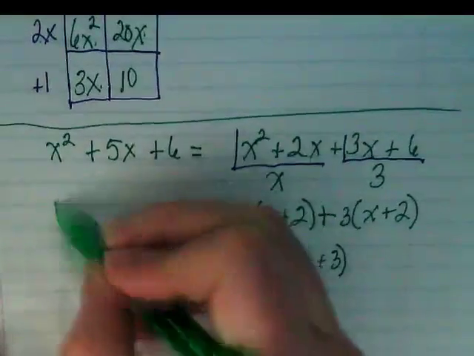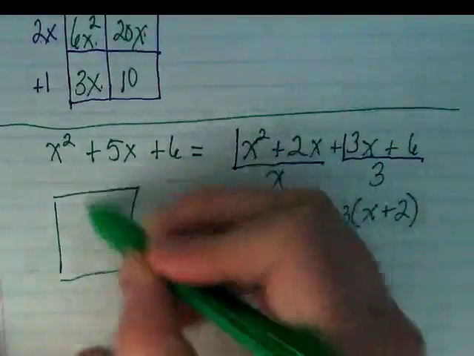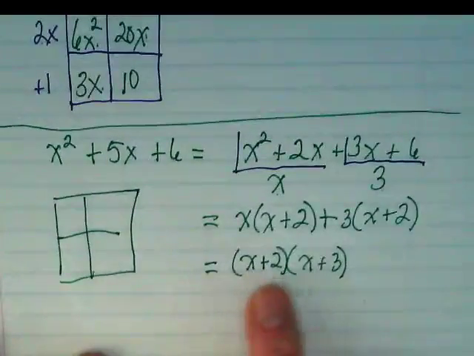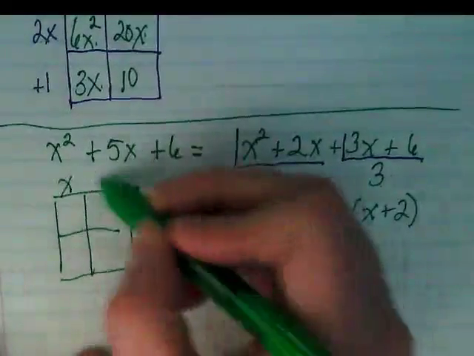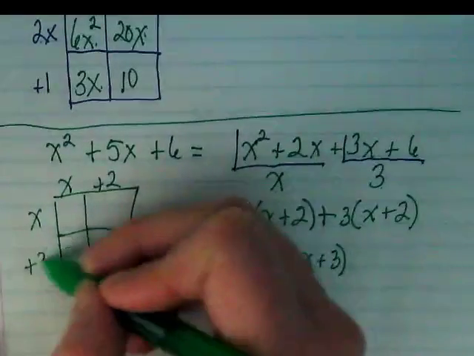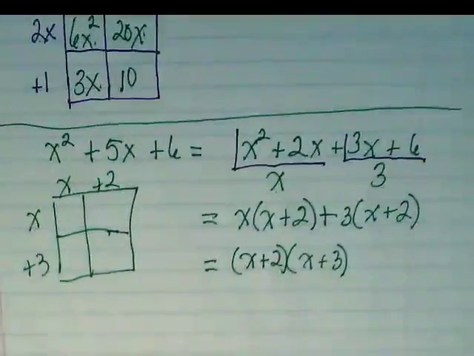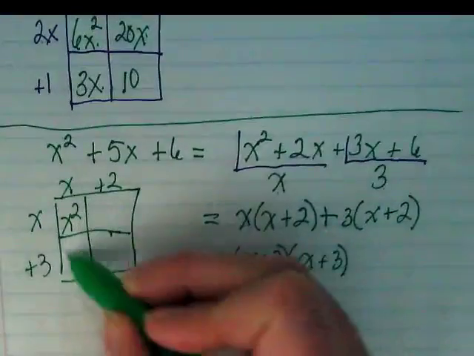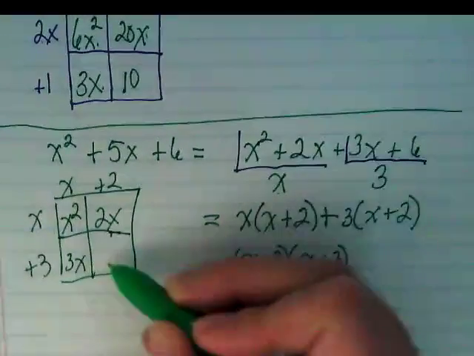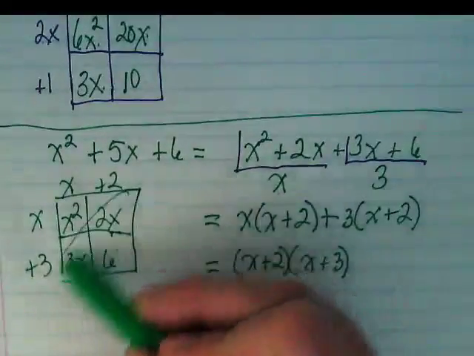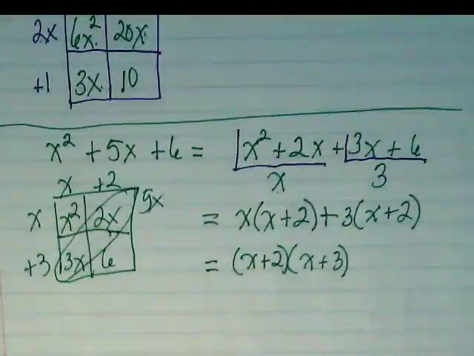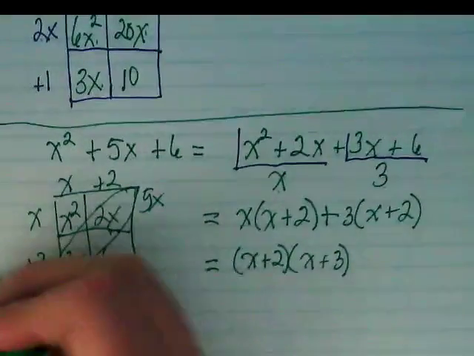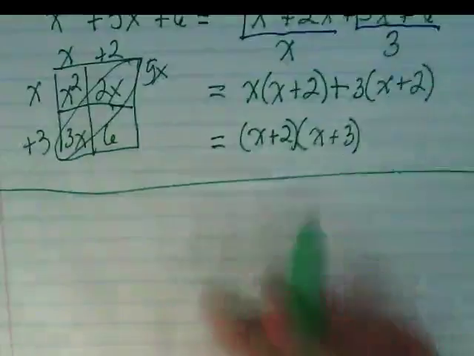Oh, and then we box it to test it. Remember, we can only do the box when we have a polynomial times another polynomial. So I'm going to put x and plus 2 across the top, x plus 3 down the side. Do these two combine back to the 5x that we had originally? Yeah, it does. Okay, I'm going to give you guys one to try.